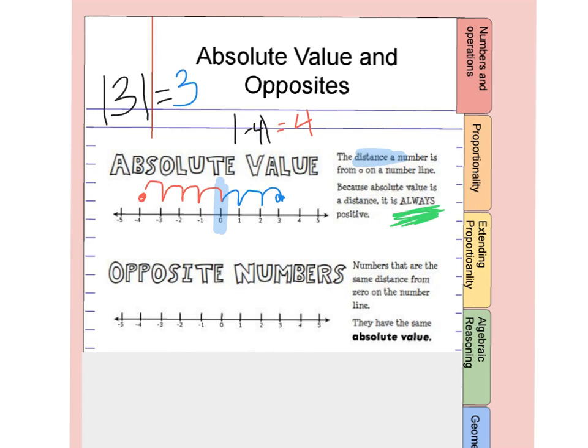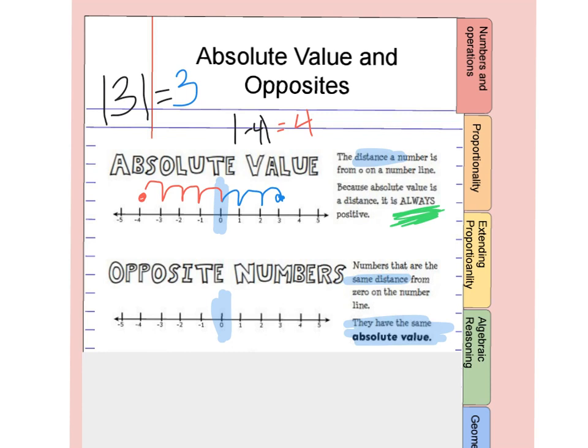The other thing we have to talk about is opposite numbers. So opposite numbers are numbers that are the same distance from 0, which means they have the same absolute value because they're the same distance from our magic number of 0.